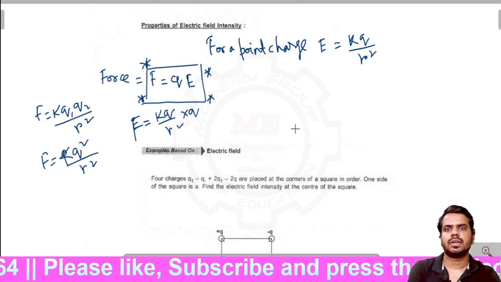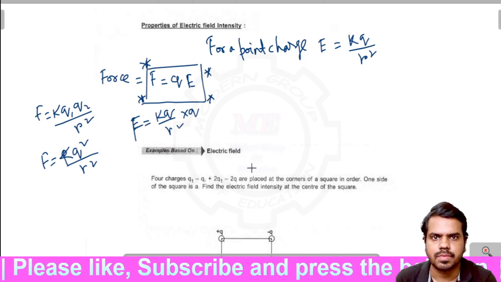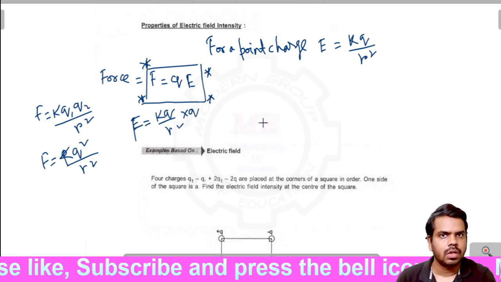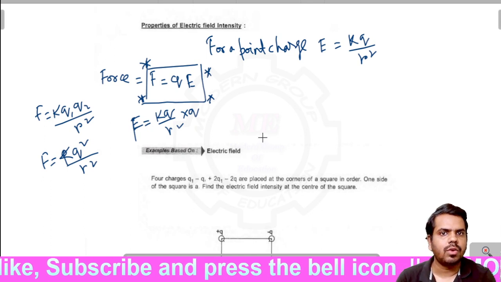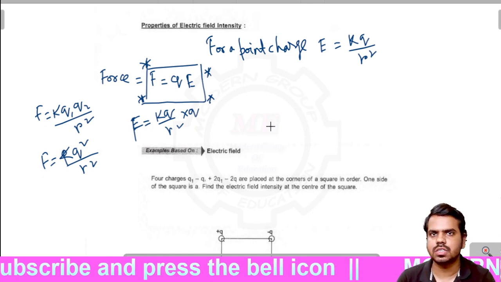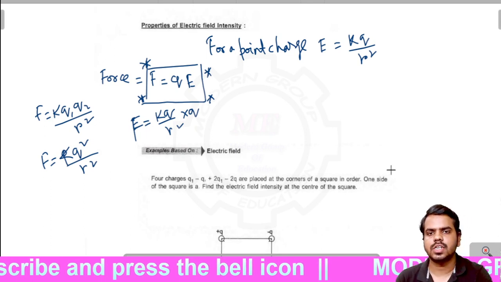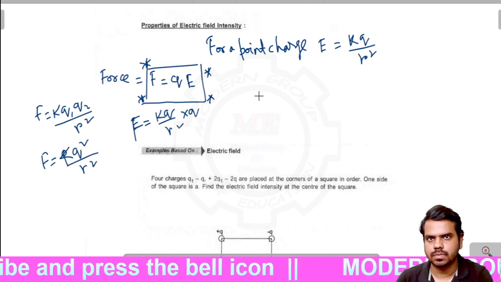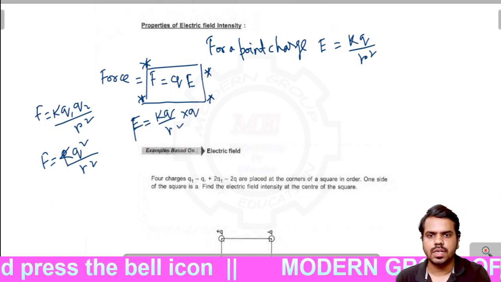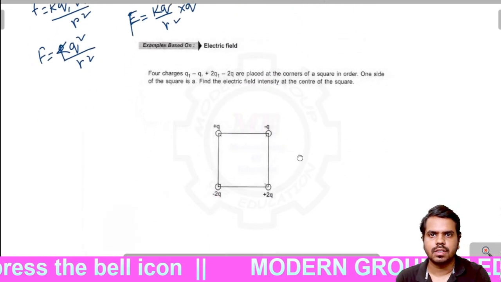So these are the properties of electric field intensity. That means electric field is a vector quantity, and you have to find the value of the electric field separately and the direction separately. The direction of the electric field is the direction of force acting on the charged particle. Clear? Now there is a question, we have to solve it.